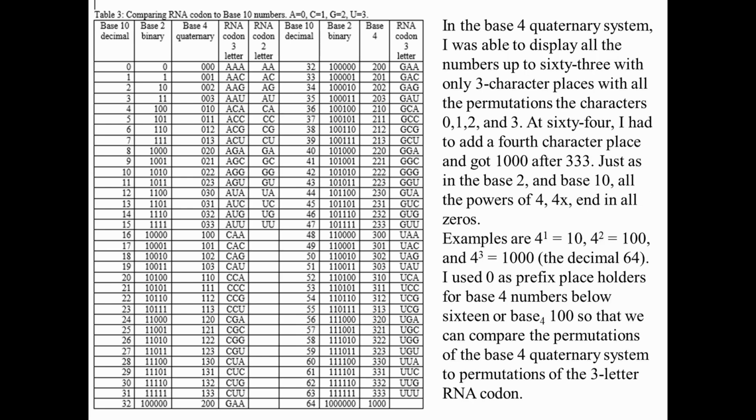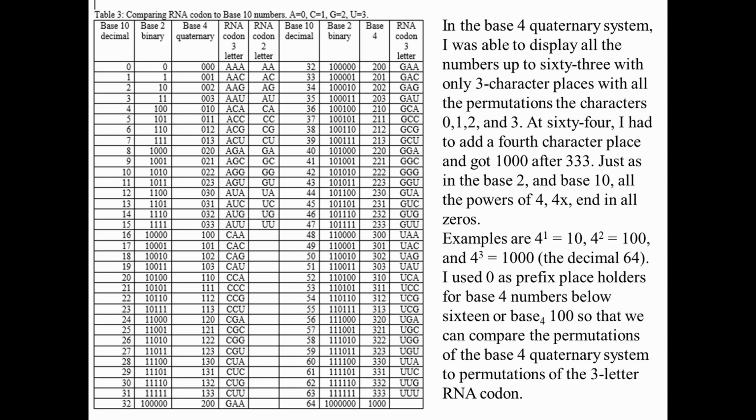In the base 4 quaternary system, I was able to display all the numbers up to 63 with only 3 character places, with all the permutations of the characters 0, 1, 2, and 3. At 64, I had to add a 4th character place and got a 1 with 3 zeros after 333. Just as in base 2 and base 10, all the powers of 4 to the power of x end in all zeros. Examples are 4 to the power of 1 is written 10. 4 to the power of 2 is written 100. And 4 to the power of 3 is 1 with 3 zeros, the decimal 64.